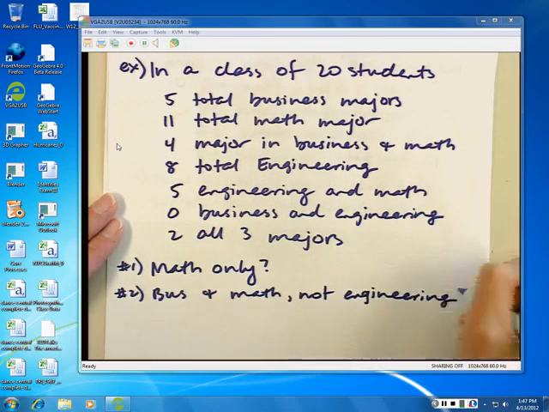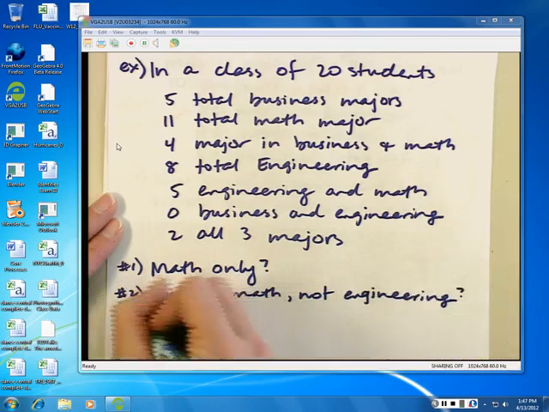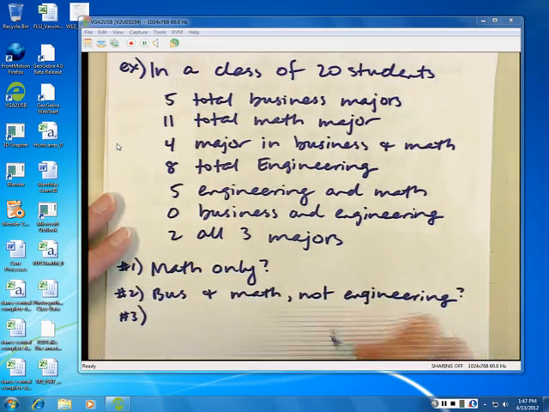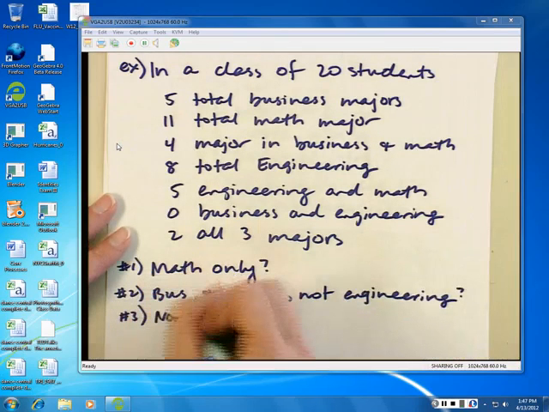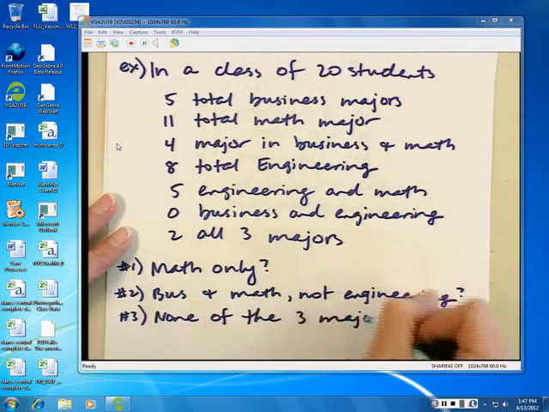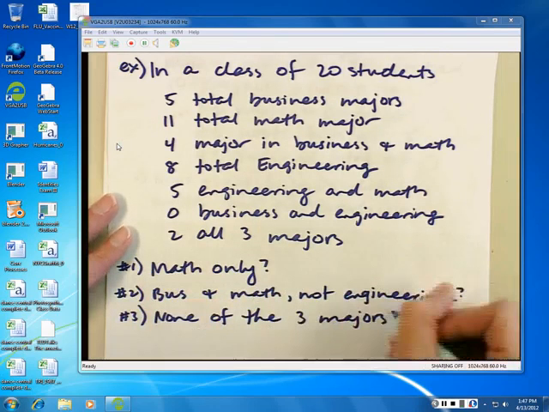And then finally, question 3, how many of the 20 students are majoring in none of these majors? So how many are majoring in none of the 3 majors? And we could have an English major, right? Or a music major or something. So none of the 3 majors.